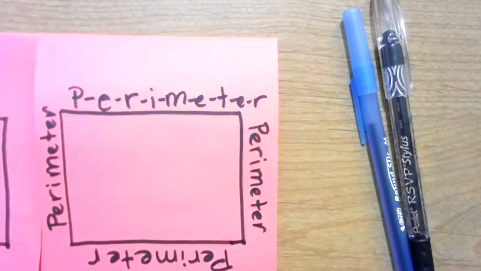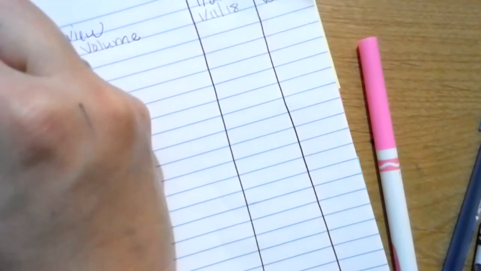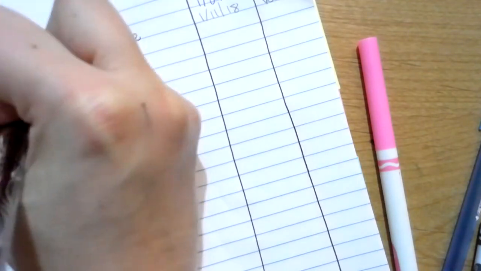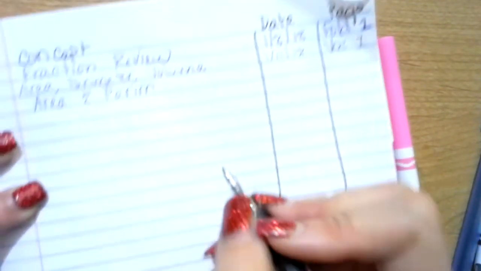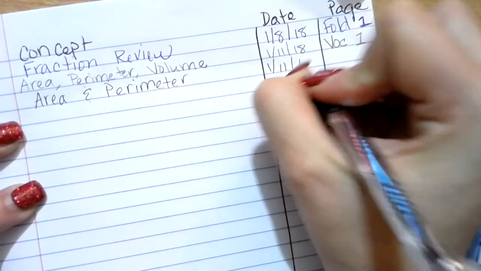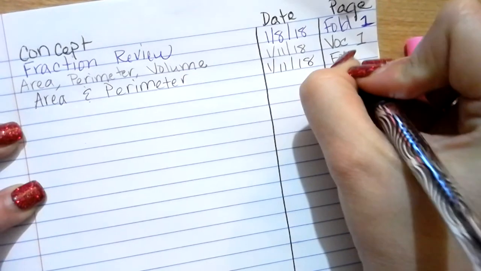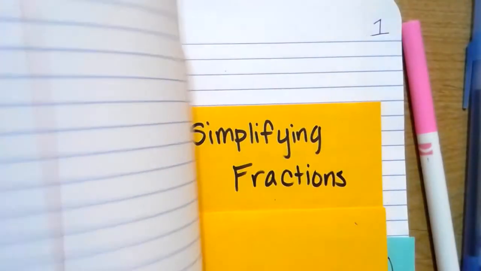All right. Go ahead and glue this. Go to your table of contents first. So in your math log, table of contents, go ahead and put area and perimeter. Today's date is 1/11/18, and that is going in the foldable section and probably page 2 for you. Okay, so flip that over to the foldable section and glue that in to your next section.